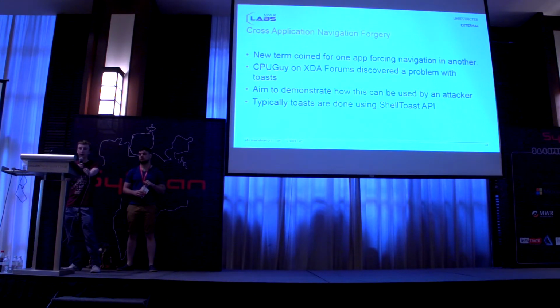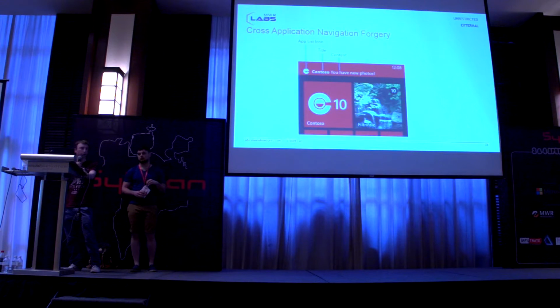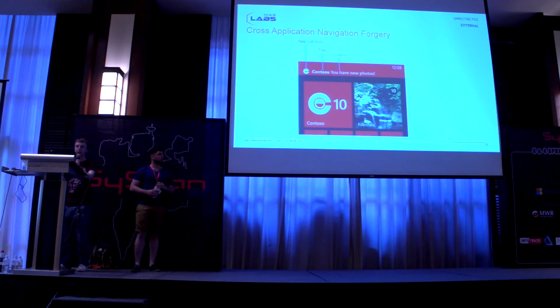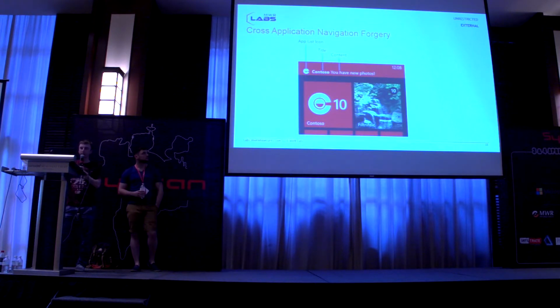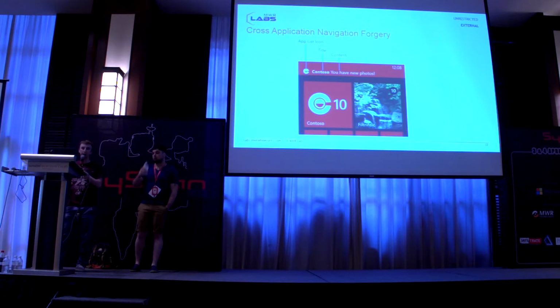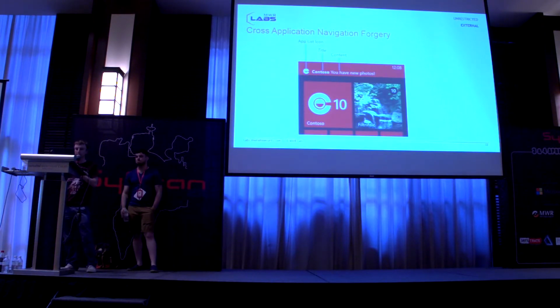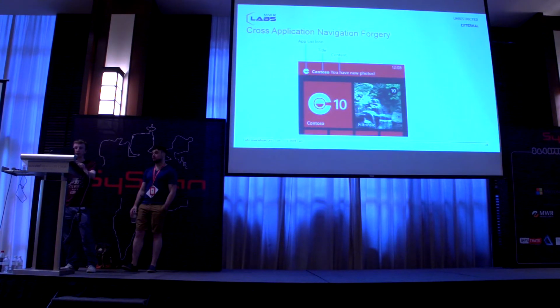CPU Guy discovered an issue with toasts, but I want to demonstrate how this can be used by an attacker and how it could be used to exploit Windows Phone applications. For those of you not familiar with toasts, there's a pop-up at the top of the Windows Phone 8 application. If you click that toast, it forces navigation to happen. So you can deep link within the application which has actually triggered the toast, and link to certain parts of the application.